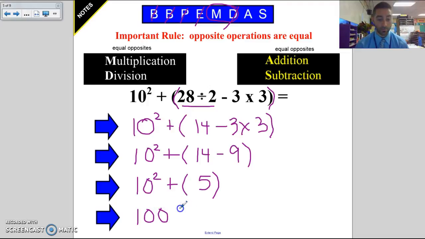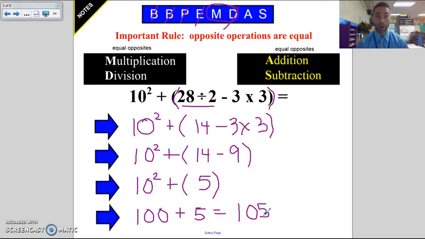And then I have my addition plus 5. And that's all I have left now. And so I know that's all I have to do is do the addition. And so 100 plus 5 is 105. And that is my final answer, 105. So make sure you're following the steps one step at a time. And you're rewriting the whole problem just as I did.